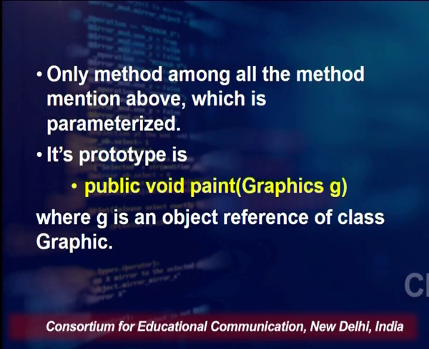So, where G is an object reference of the class Graphics. This is going to be the prototype of this paint method. Now, after init there was a start, and then we have seen a paint method. Coming next in the cycle is the stop method.